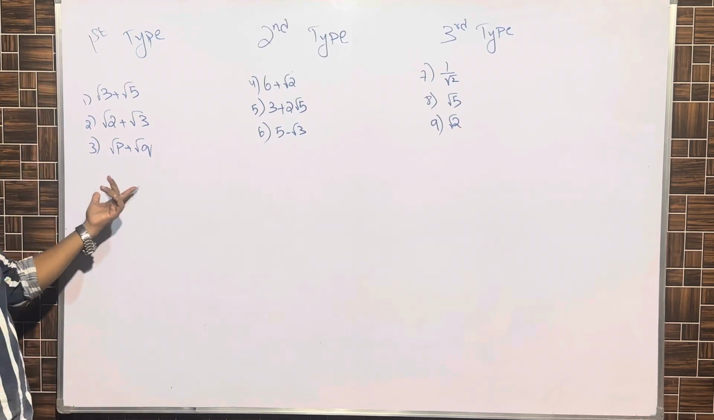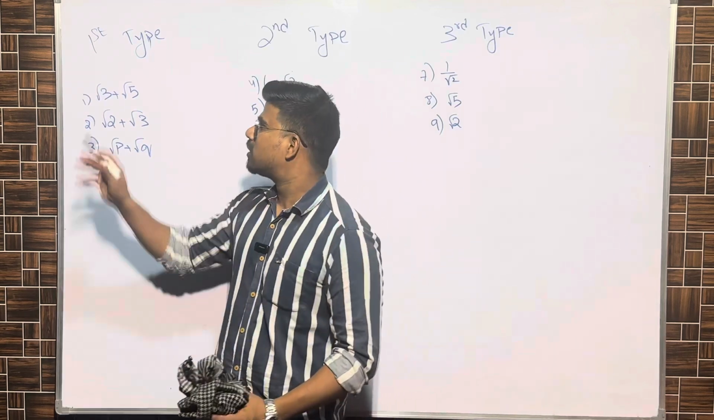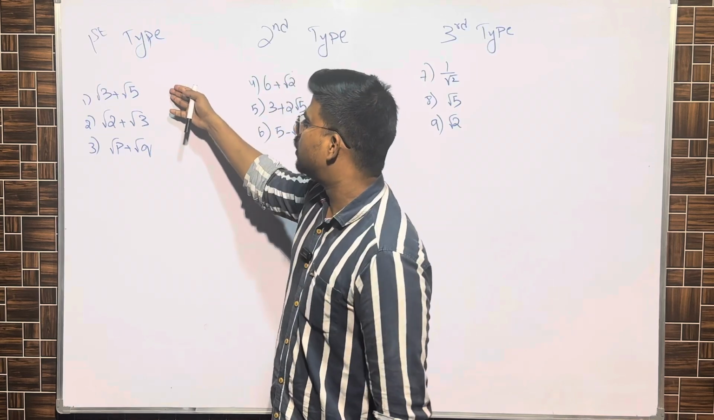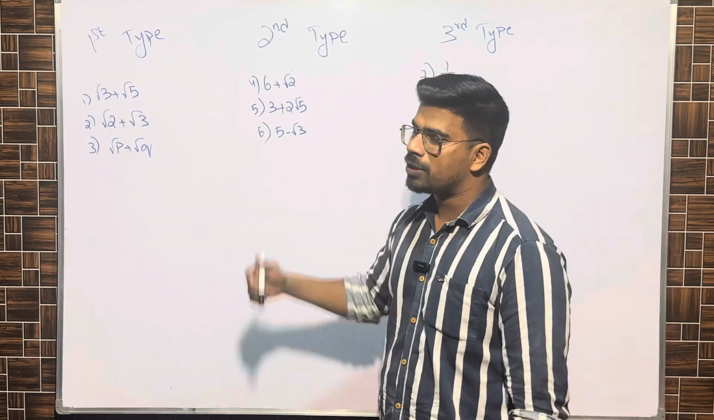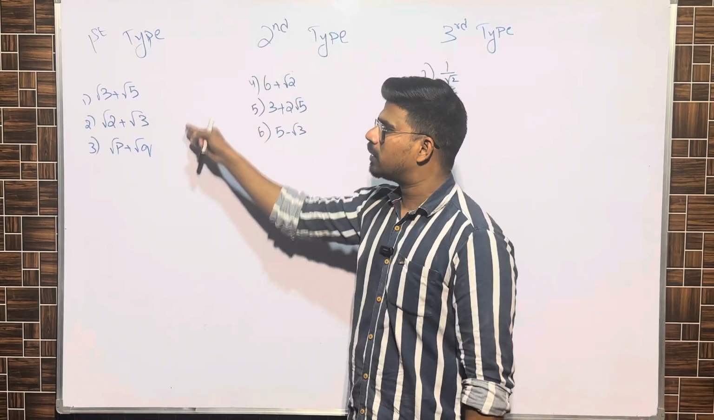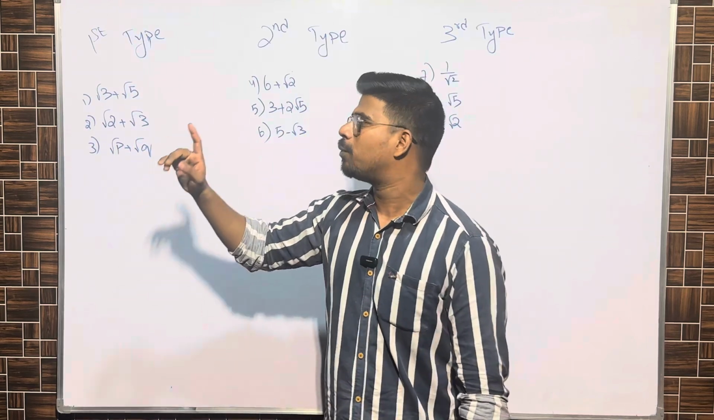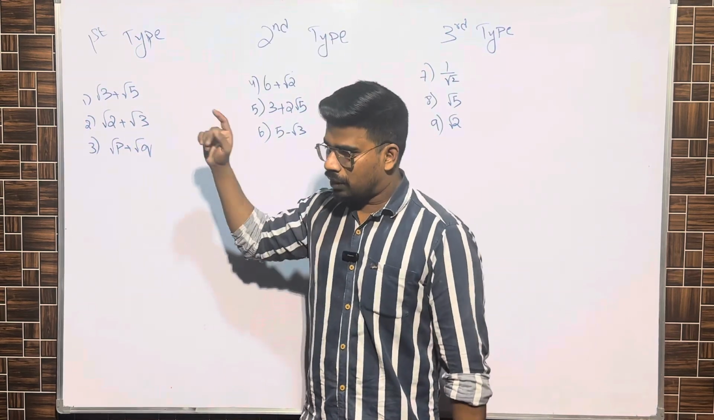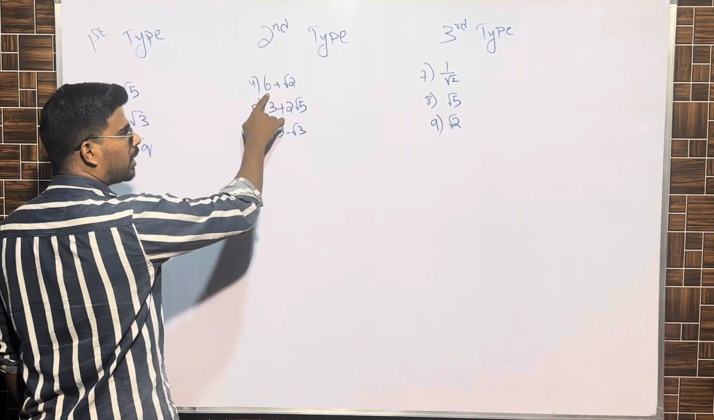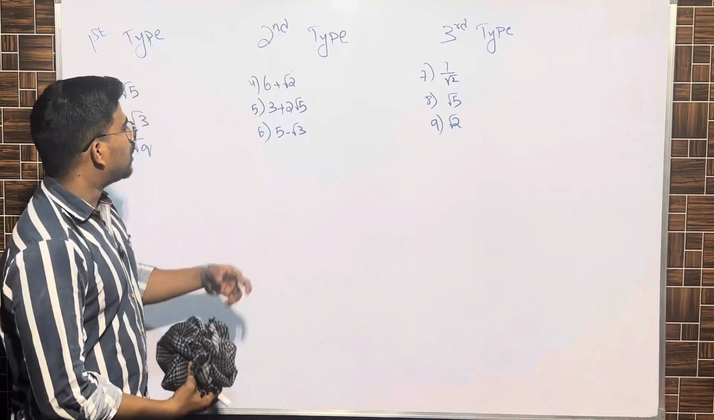If we take all the questions from that exercise, we can categorize them into three types: first type, second type, and third type. In the first type, the questions are root 3 plus root 5, root 2 plus root 3, root p plus root q. By looking at these three examples, you can identify why I put all of these questions in that category. In this type, two numbers are there, and for both the numbers a root is there. Two numbers and two roots. In the second type, one root, one normal number, right? So this is the second type of question.